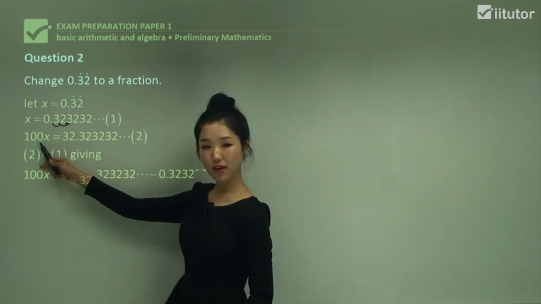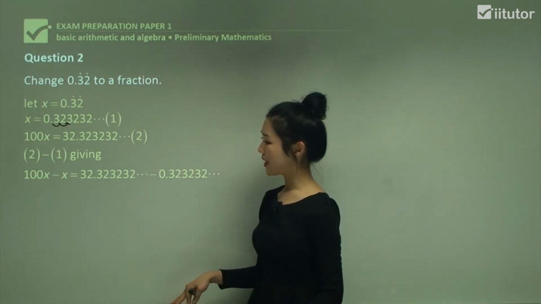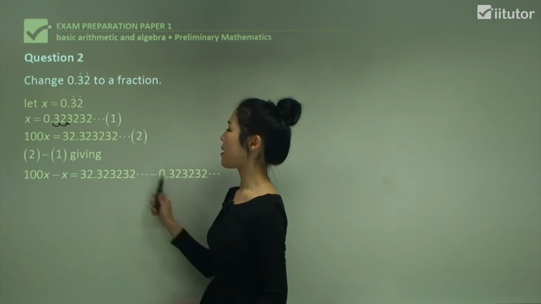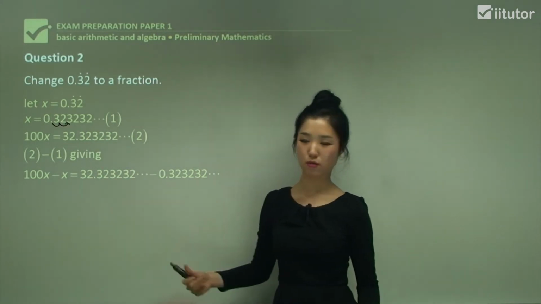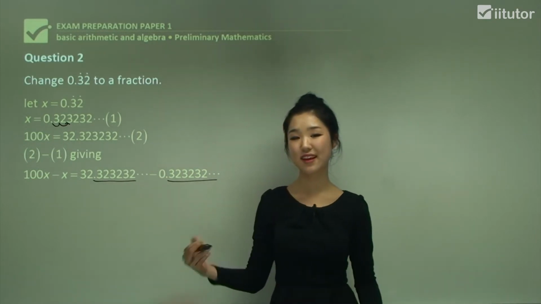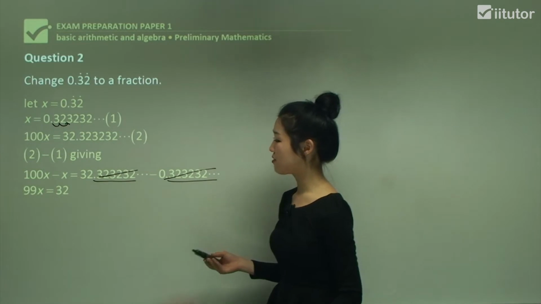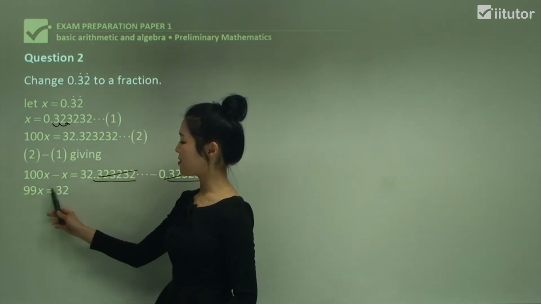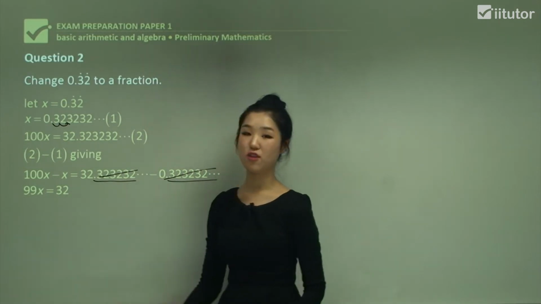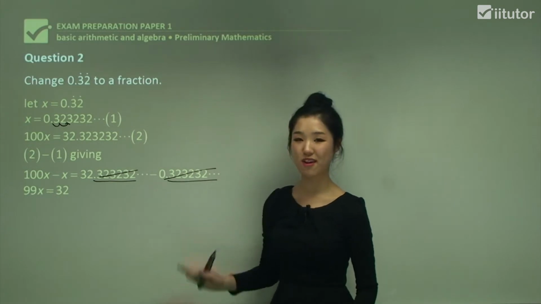On the left-hand side, I'll have 100x minus x. And on your right-hand side, I'll have 32.323232 minus 0.323232. And you can see that all of this part after the decimal point is exactly the same. They will be eliminated. So my equation will simplify to 100x minus x, which is 99x, and 32 minus 0 is just 32. So nice and simple again after I've eliminated all the recurring decimals.